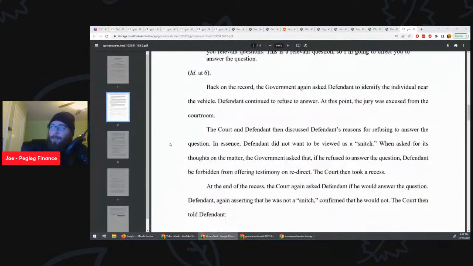Back on the record, the government again asked defendant to identify the individual near the vehicle. Defendant continued to refuse to answer. At this point, the jury was excused from the courtroom.